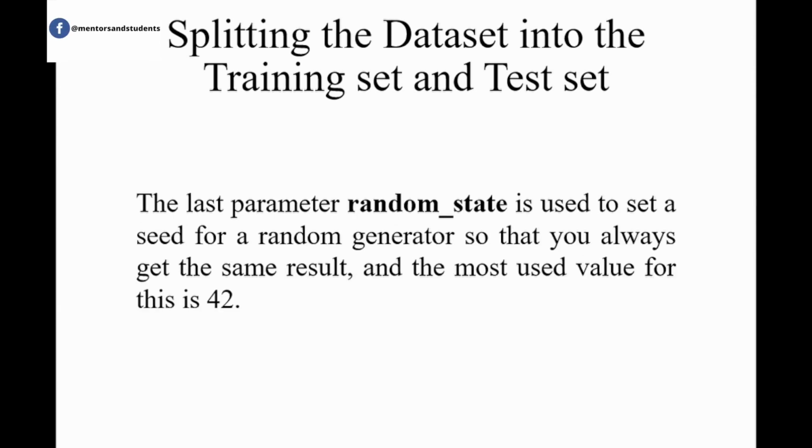The last parameter is called random state. Random state is used to set the seed of the random generator so that you can always get the same result, and the most used value for this is 42.